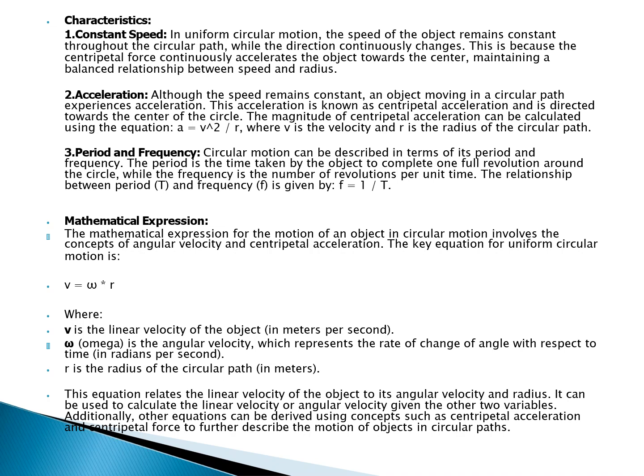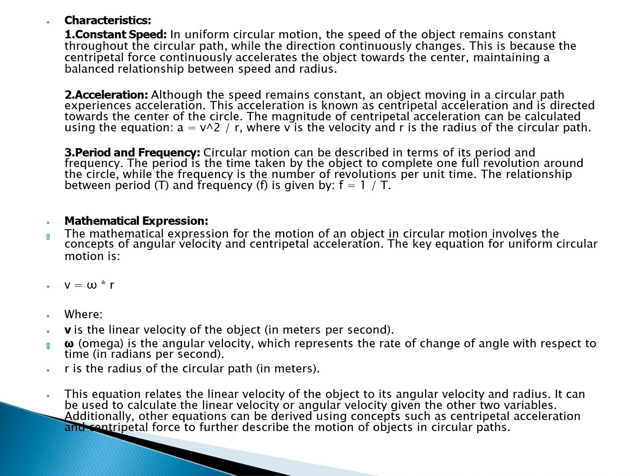Period and frequency. Circular motion can be described in terms of its period and frequency. The period is the time taken by the object to complete one full revolution around the circle, while the frequency is the number of revolutions per unit time. The relationship between period T and frequency f is given by f equals 1 over T.